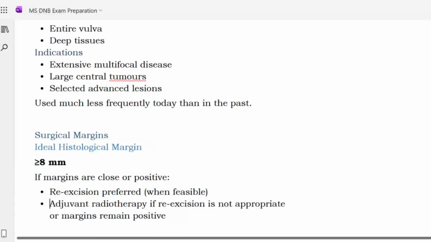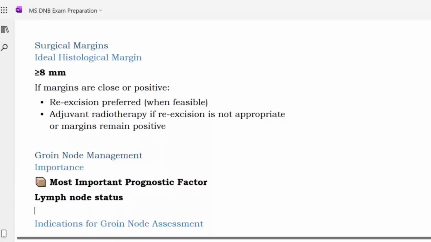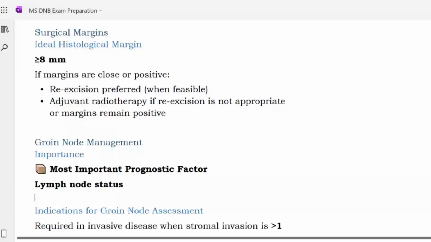Okay, adequate surgical margin. The ideal margin is a histological margin more than or equal to 8 millimeter. If margins are close or positive, then you will have to go for re-excision, if feasible, if you do not get 8 millimeters of histological margin. Or you go for adjuvant radiotherapy if re-excision is not appropriate or margins remain positive. You excise, but if it is still positive, then you go for adjuvant radiotherapy.